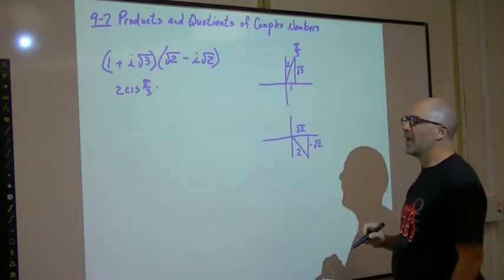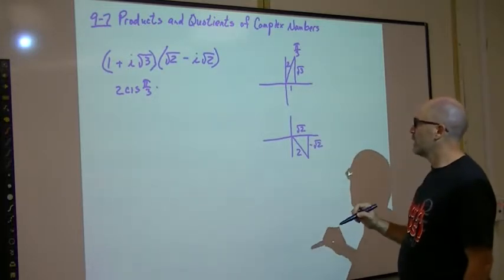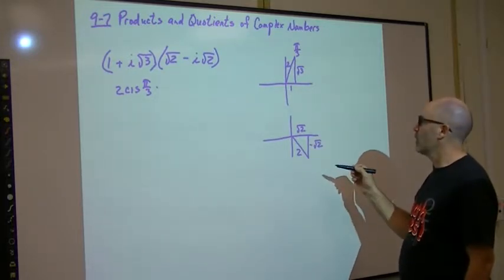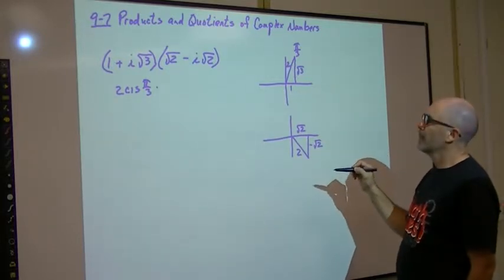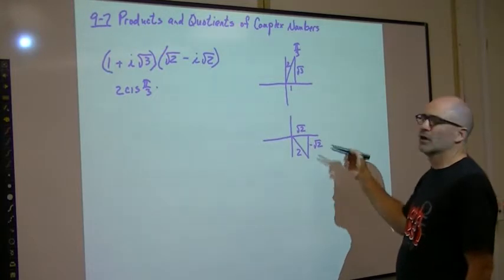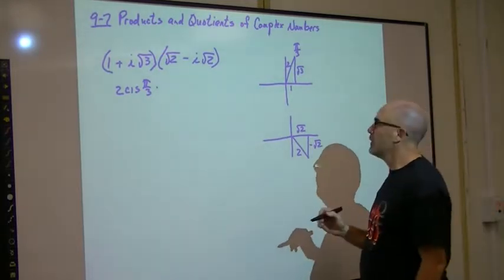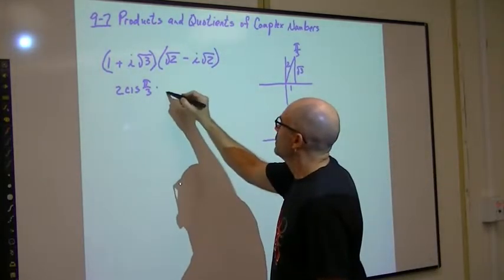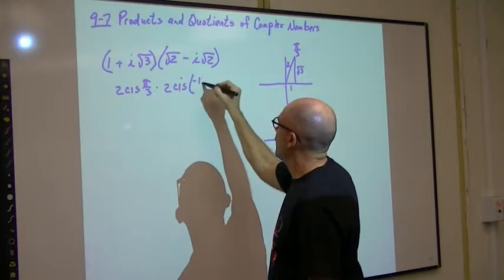And we know that the angle is 45 degrees in the fourth quadrant, which makes it either negative pi over 4 or 7 pi over 4. So, just for our purposes here, let's call this negative pi over 4. It doesn't really matter. So this becomes 2 cis negative pi over 4.